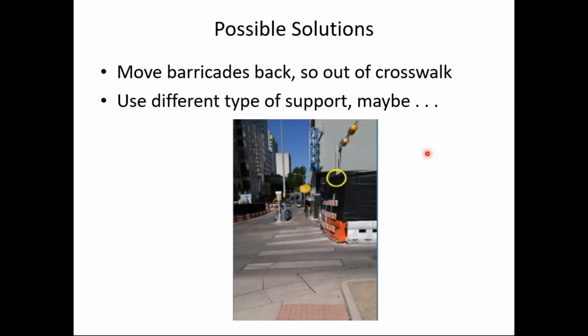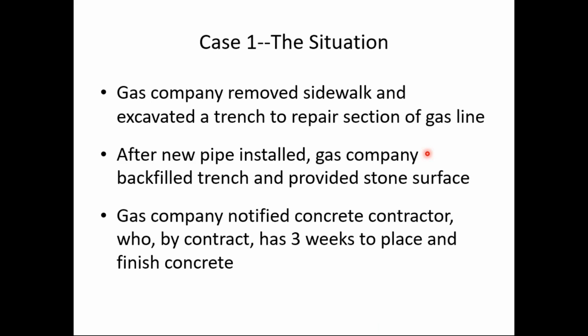One possible solution I mentioned would be to move the barricades back, keep them out of the crosswalk. Another solution might be to use a different type of support like the one here. Notice there's a type 3 barricade, but it appears to be fastened to the channelizer there such that you don't have feet protruding into the crosswalk. Let's look at a couple examples maybe.